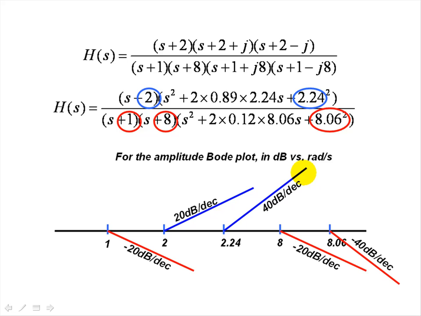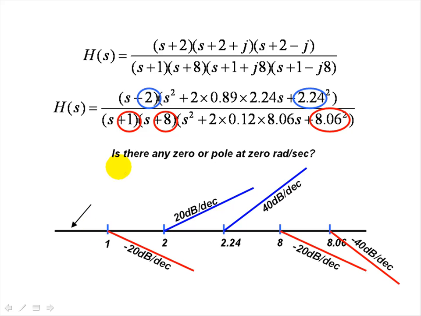We are almost ready, but we need to answer the question, what is the entry from the left? To answer this question properly, we need to ask another one. Is there any 0 or pole at 0 radians per second? If there are, how many?